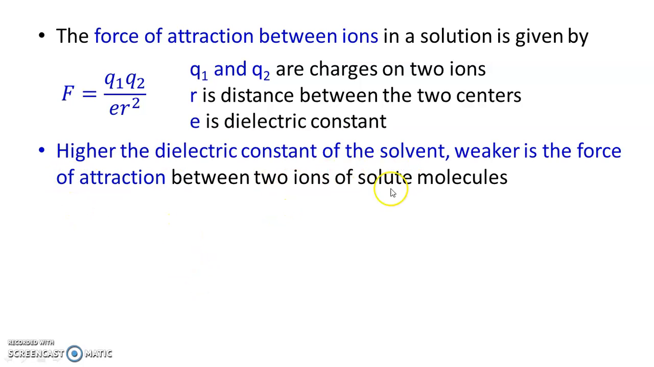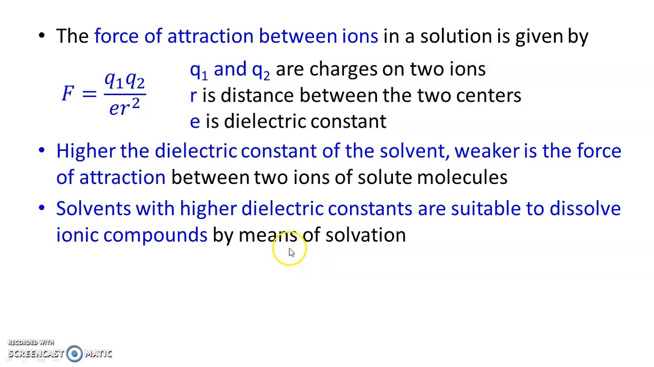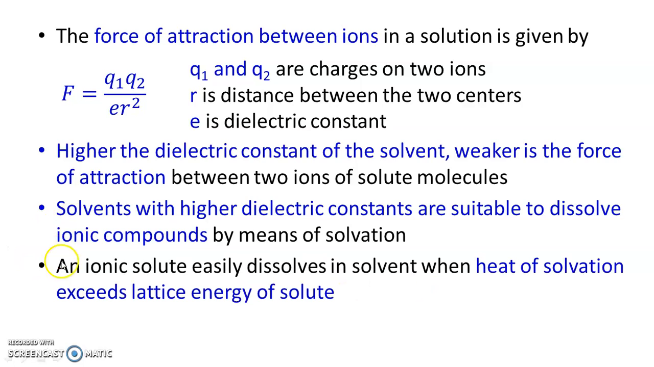And higher the dielectric constant of solvent, weaker is the force of attraction between two ions of the solid, and solvents with higher dielectric constants are suitable to dissolve ionic compounds by means of solvation. The ionic solute easily dissolves in a solvent when heat of solvation exceeds the lattice enthalpy of solute. This I already told. Because of high dielectric constant, the ions are separated easily. As soon as they are separated, there is a solvation of ions, and greater the solvation energy, greater is the possibility of dissolution of that particular solute in the solvent, because the heat of solvation exceeds the lattice enthalpy.